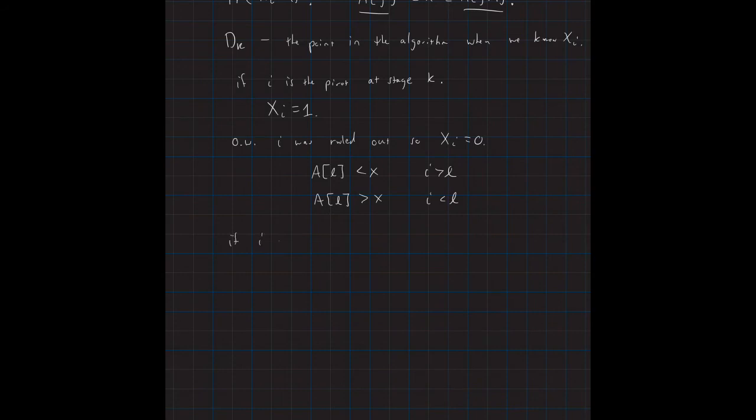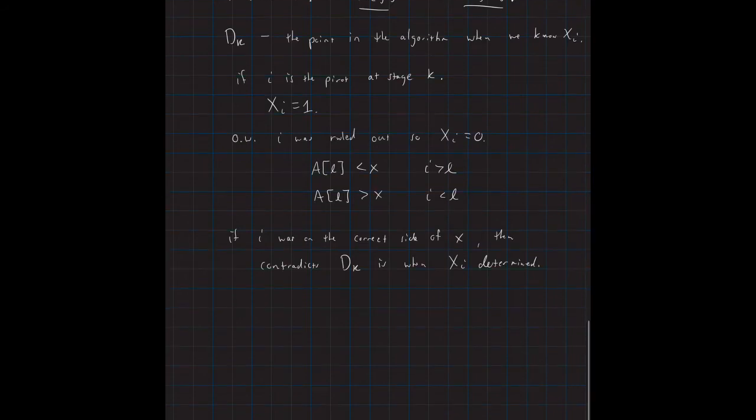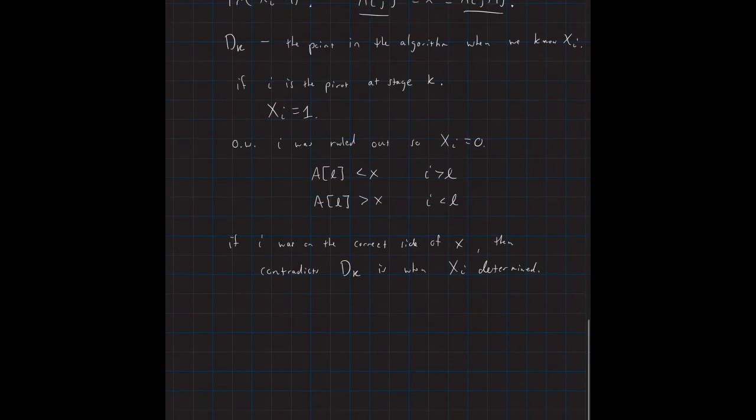So if I was on the correct side of x, then it contradicts dk, which is when xi is determined. So in a sense, if this happens, we could recursively continue our proof to find the correct position when it was determined. So we know for sure it was either one of these things.